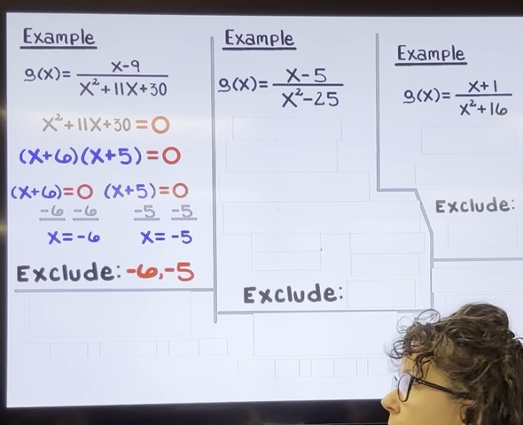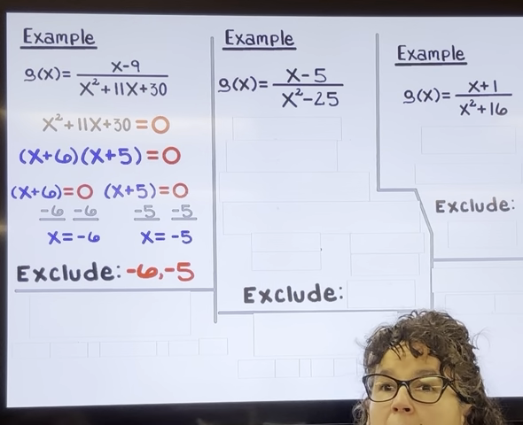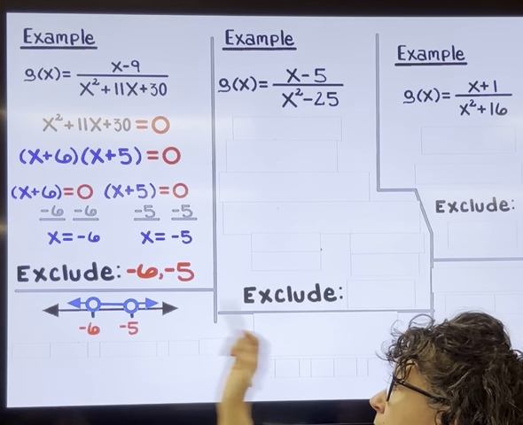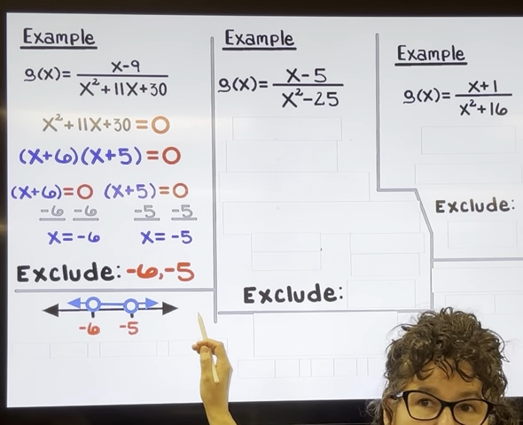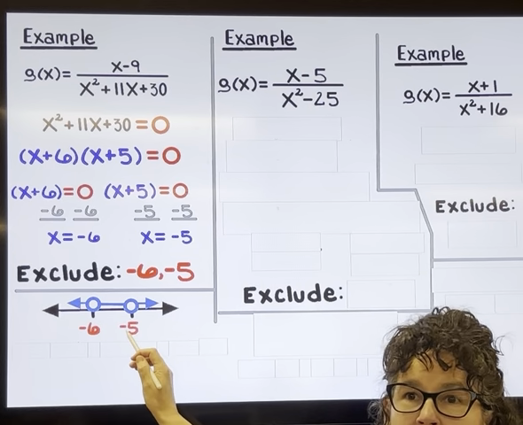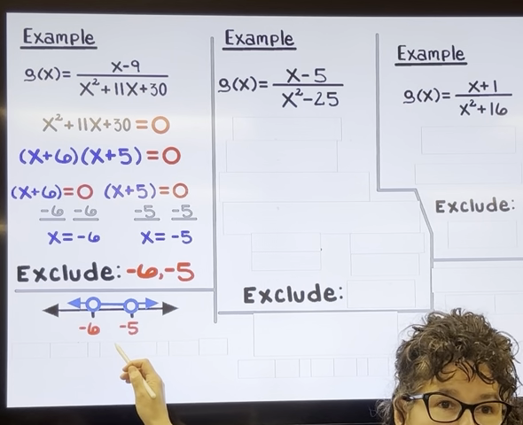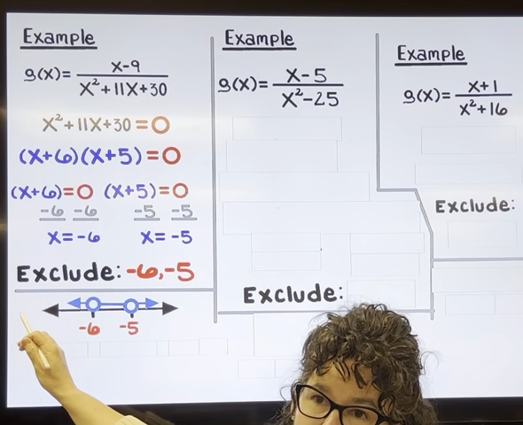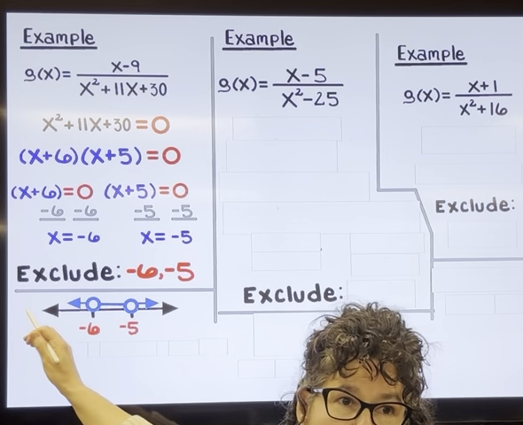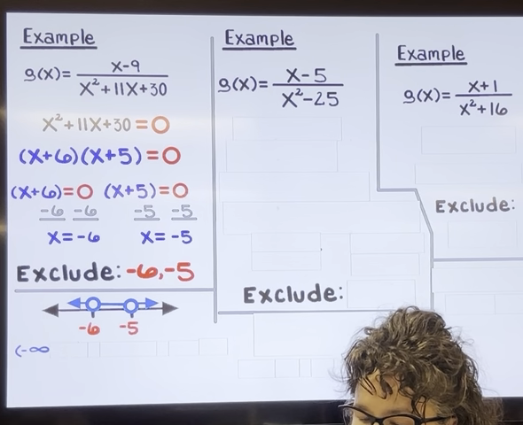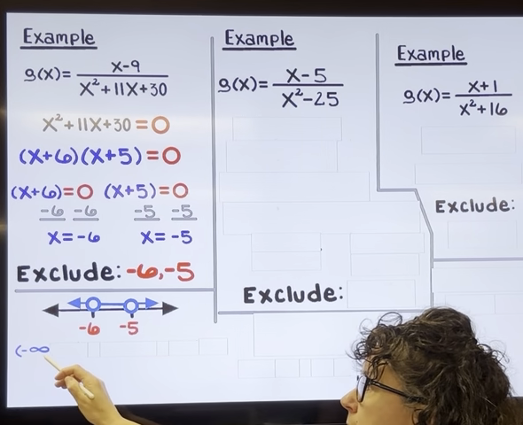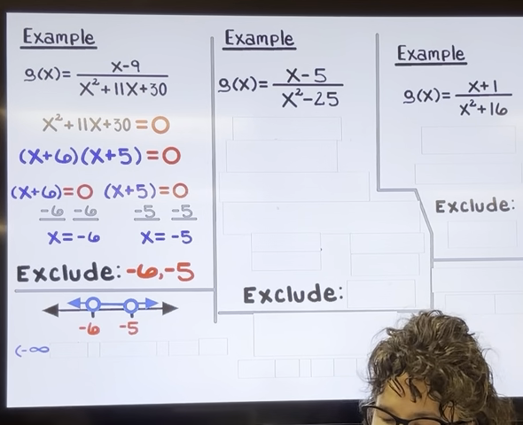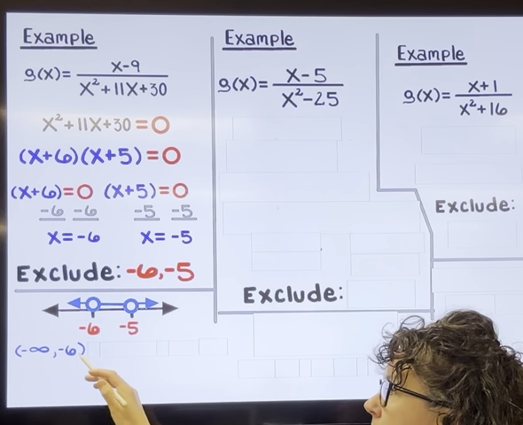Now if you want to write the domain, which is the numbers you can use, you're kind of visualizing a graph, and you're able to use every single thing on the graph except for negative 6 and negative 5. Interval notation is like reading from left to right. Starting as far left as I can possibly go, that would be negative infinity. We always use parentheses with infinity symbols. So I have parenthesis negative infinity. I can use all of those numbers until I get to the number negative 6. So I'm going to stop at negative 6.